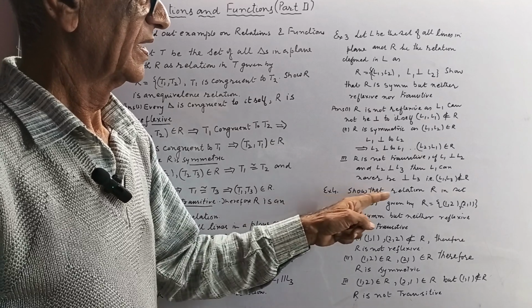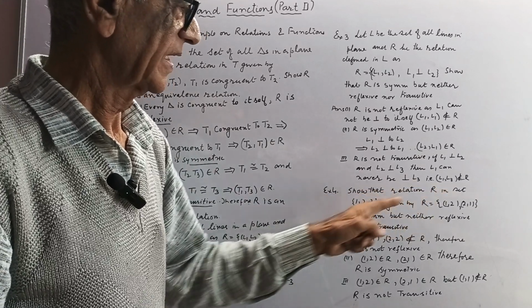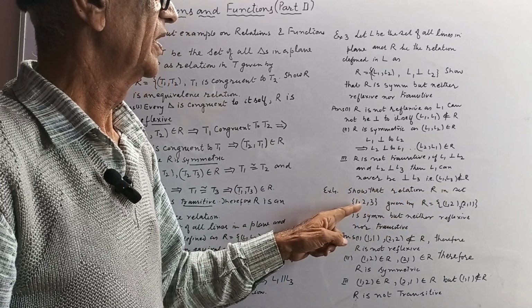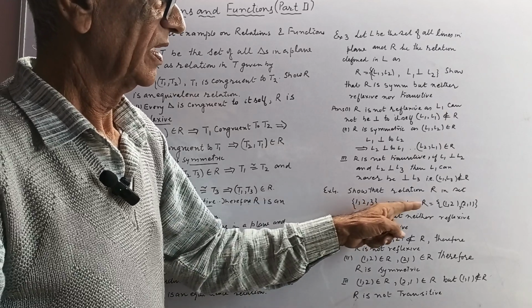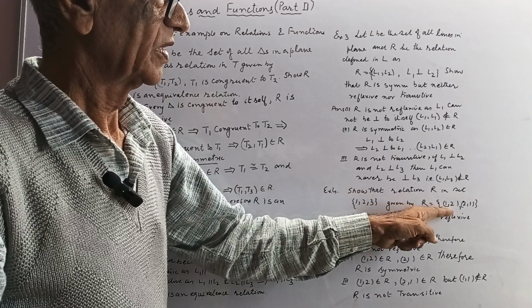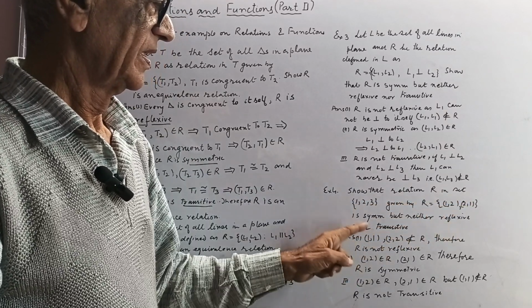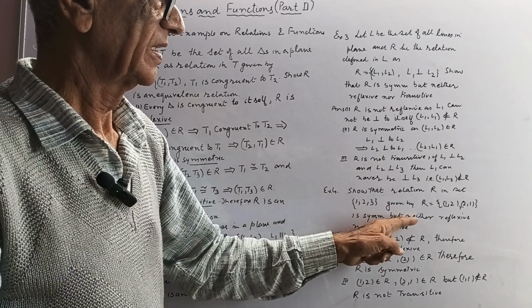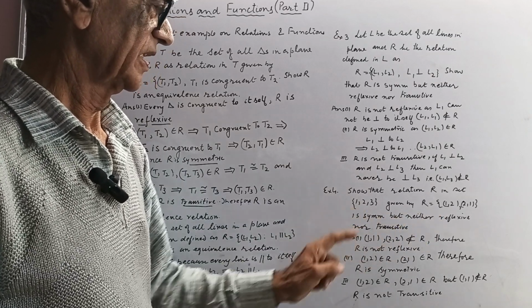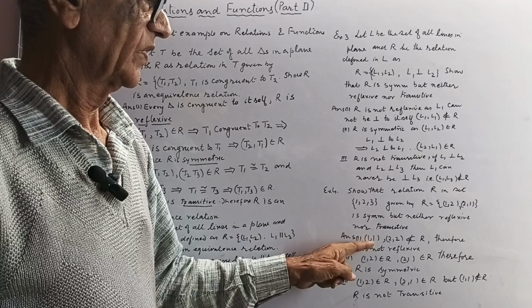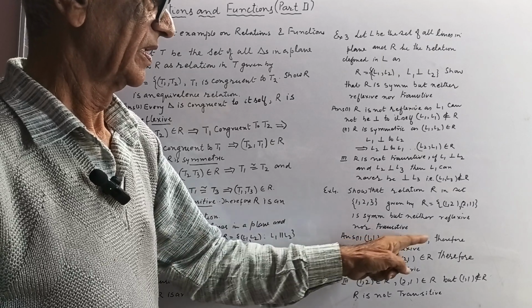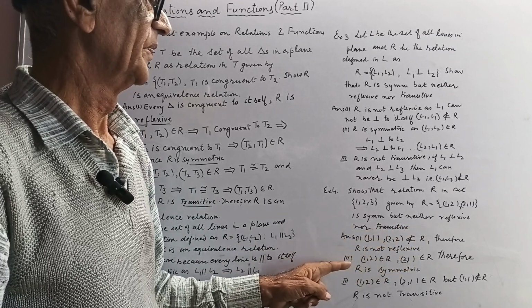So that relation R in the set {1, 2, 3} given by R = {(1, 2), (2, 1)} is symmetric but neither reflexive nor transitive, as (1, 1), (2, 2) doesn't belong to R. Therefore, it is not reflexive.